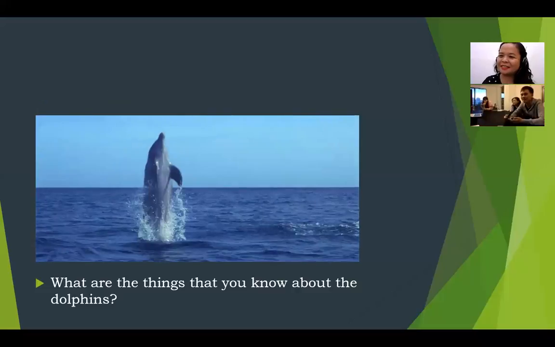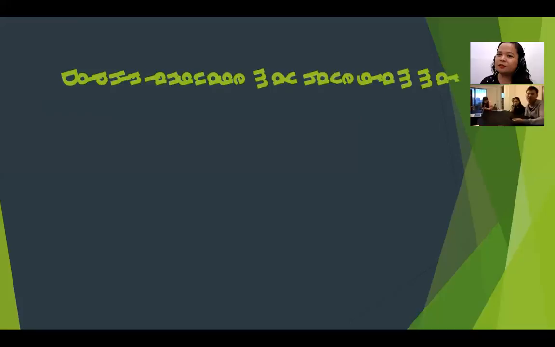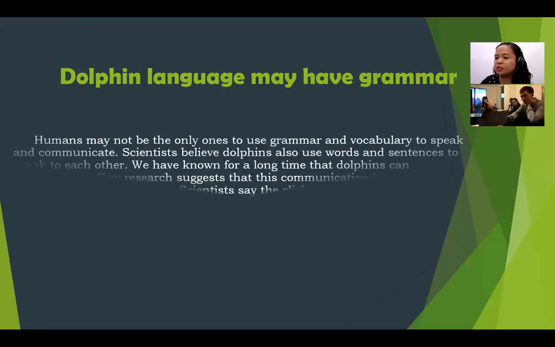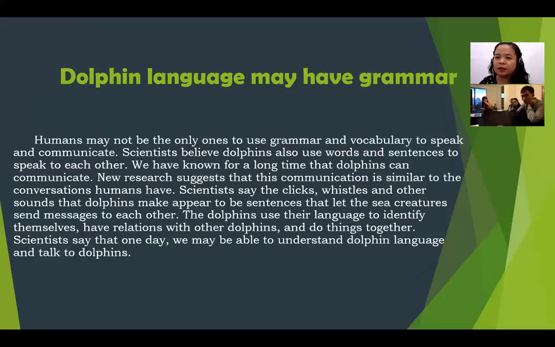But anyways, yeah, so we are going to talk about the dolphin. Dolphin language may have grammar. That is the title of the story. We know that dolphins are very smart, just like what Joshua said. So who wants to read the story? Daniel, please read.